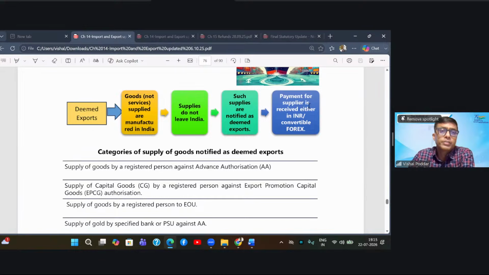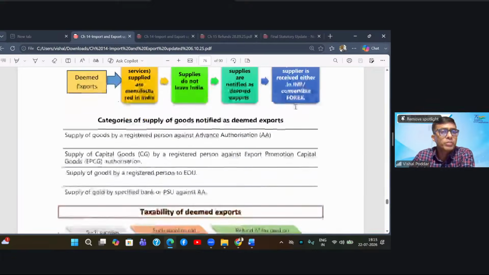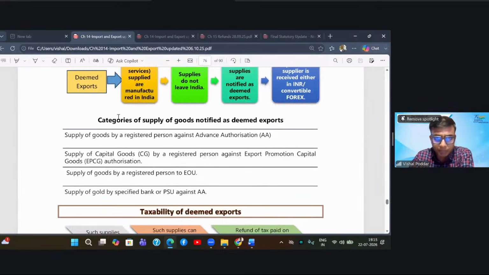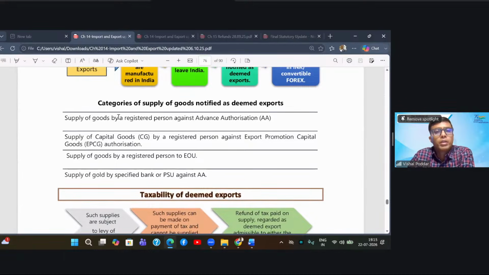Importantly, since the goods are within India, the transaction is internal. The payment is received in INR or in Forex. Both are possible because the transaction is within India. Now, what are those notified cases which are to be deemed as exports?